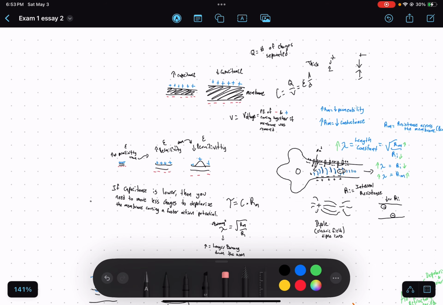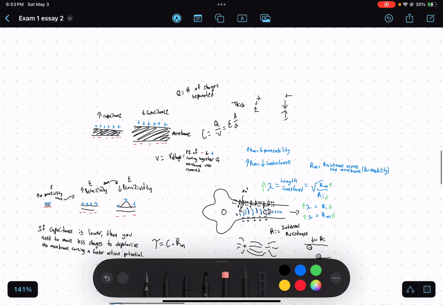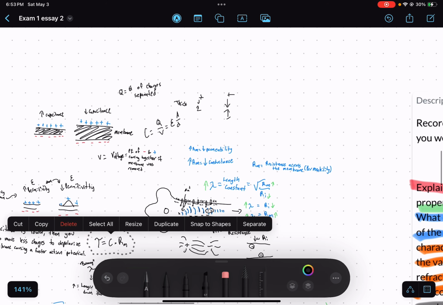So if the capacitance is lower, then you need to move fewer charges to depolarize the membrane, causing a faster action potential. So the fewer charges you have, the faster you can do an action potential. And we'll talk about that a little bit more in a minute whenever we talk about the time constant as well.